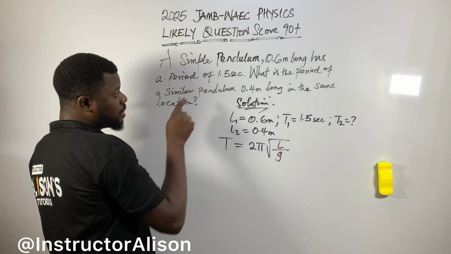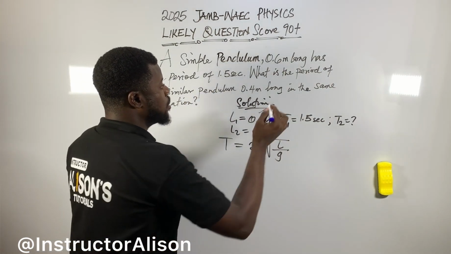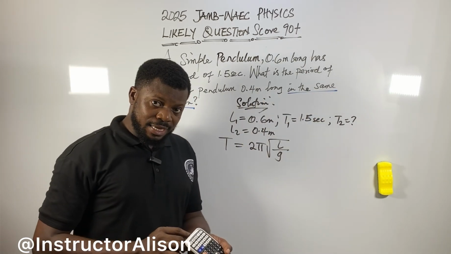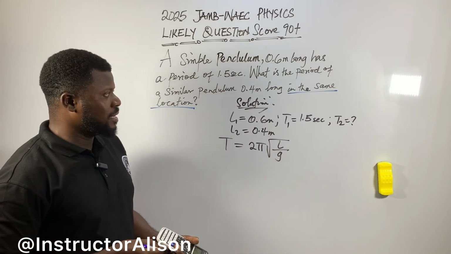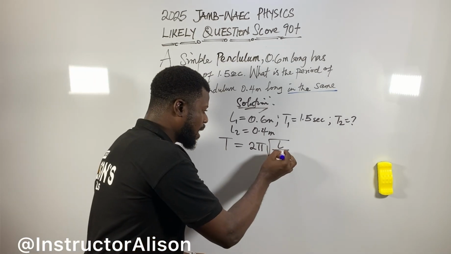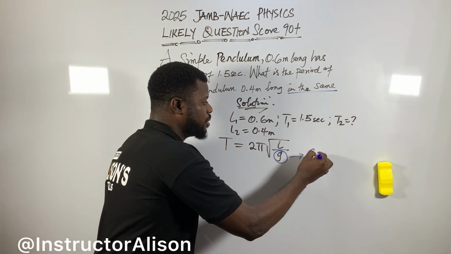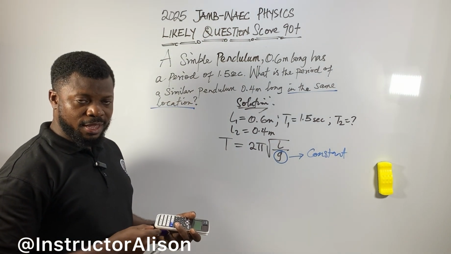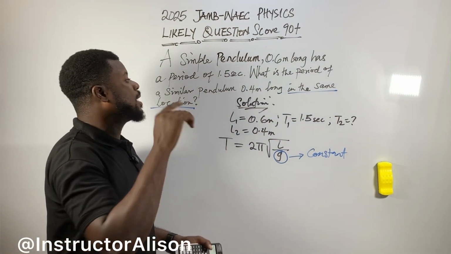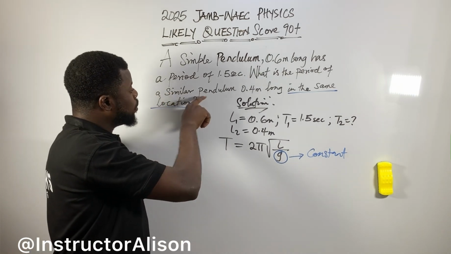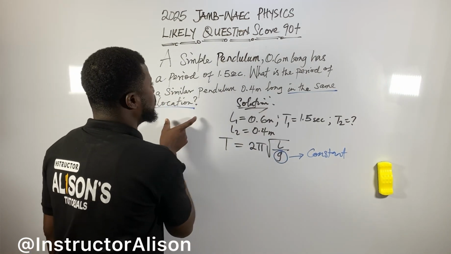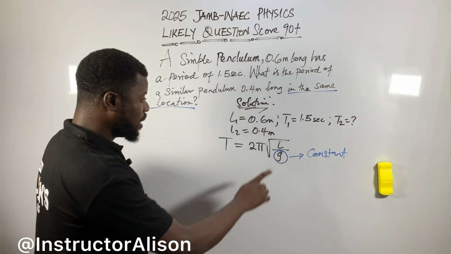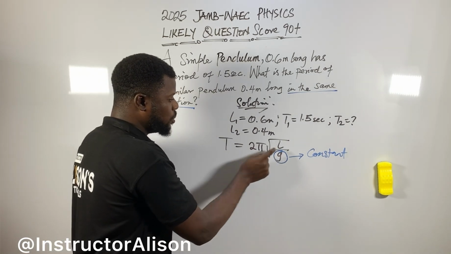That means anytime we see the key point, we need to know it. In the same location, just know that the acceleration due to gravity will remain constant. Normally g is 10 meters per second squared or 9.8 meters per second squared. Anytime we see the condition that the simple pendulum is in the same location, it means g will be constant. If g is constant, and 2 pi is already constant, we no longer need them.